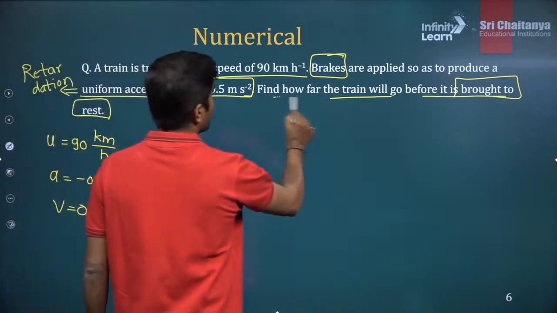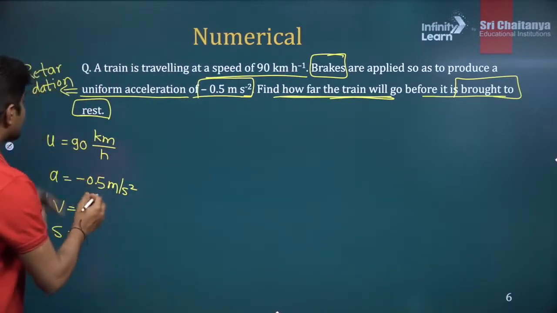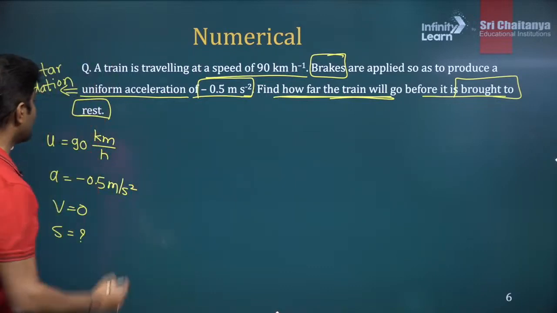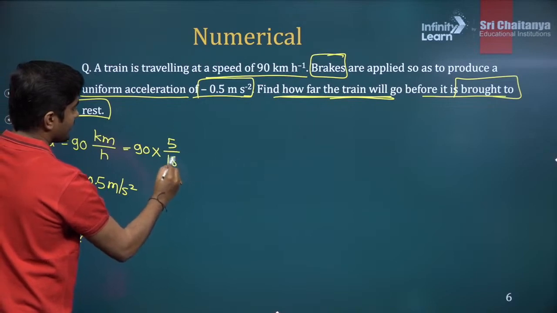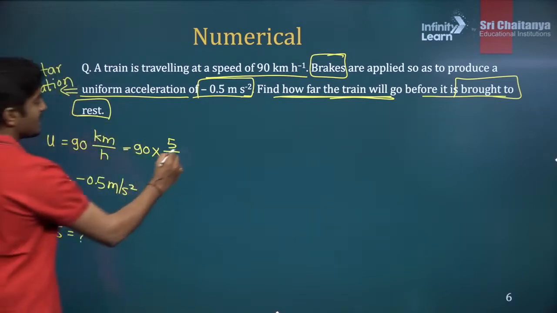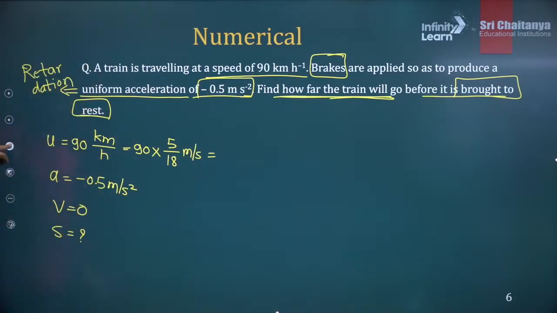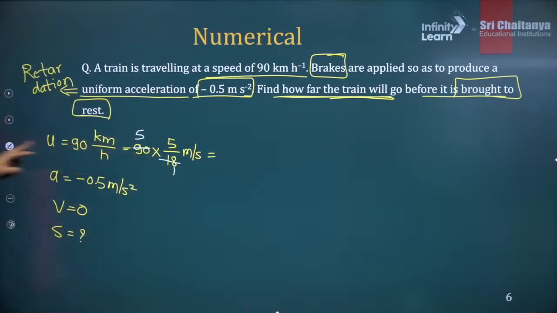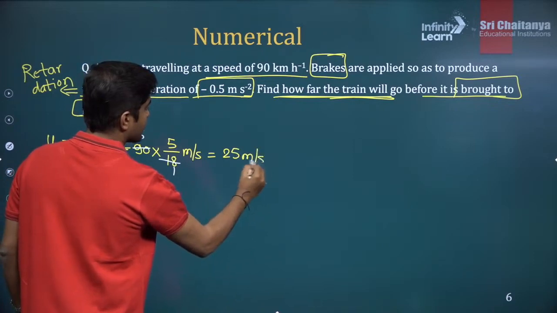So we want to calculate how far train will go. That means the distance. We want to find out what is the distance. But before we start solving, this kilometer per hour is not the SI unit. So we need to convert it. How will you convert? Just multiply by 5 by 18 and directly you will get meters per second. So what should be the answer? Here 18 into 5 is 90. So 5 into 5 is 25. So the initial velocity is 25 meters per second.